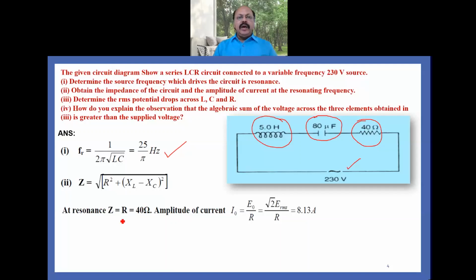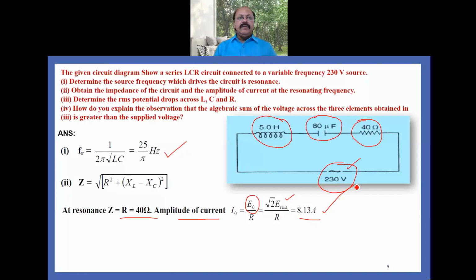So Z equal to R equal to 40 ohm, and the amplitude of the current, that is I naught, equal to E naught upon R, the maximum current at resonance. E naught is root 2 times ERMS, because the applied voltage of the AC source is given as the ERMS value. Substitute this value and calculate, and you will get 8.13 ampere. Always remember the applied voltage of the AC source is ERMS, already explained in the previous videos. So use the concept which you learned.